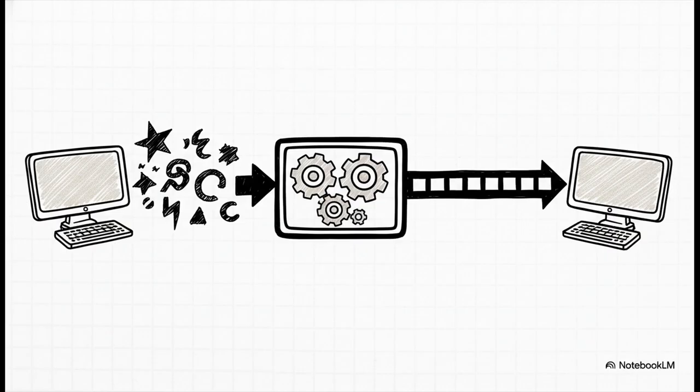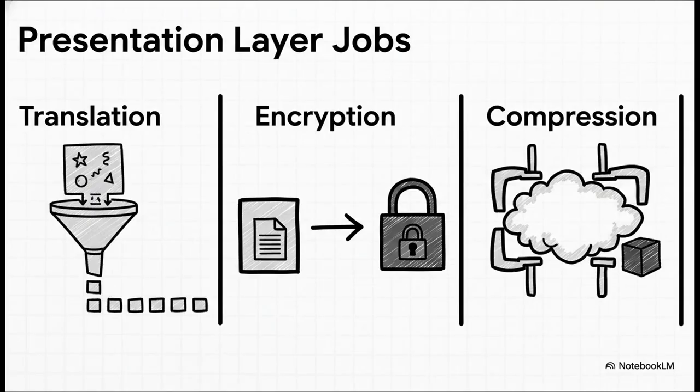Its number one job is to make sure that the computer on the receiving end can actually understand what your computer is saying. So, it does 3 really critical jobs to get our data ready. First, it translates the data into a standard, universal format so that any computer can make sense of it. Then it encrypts it, scrambling it up for security so no one can snoop on it in transit. And finally, it compresses the data, squishing it down to make it smaller and faster to send. So this one layer makes our data universal, secure, and efficient.